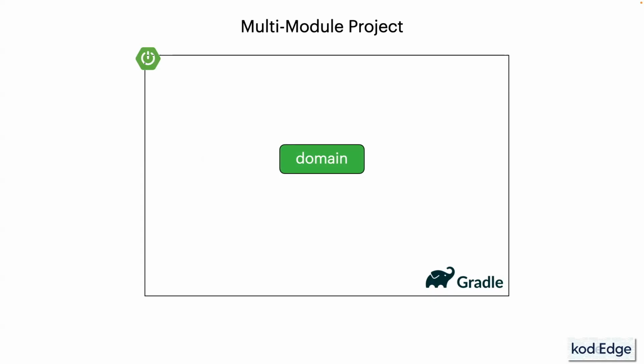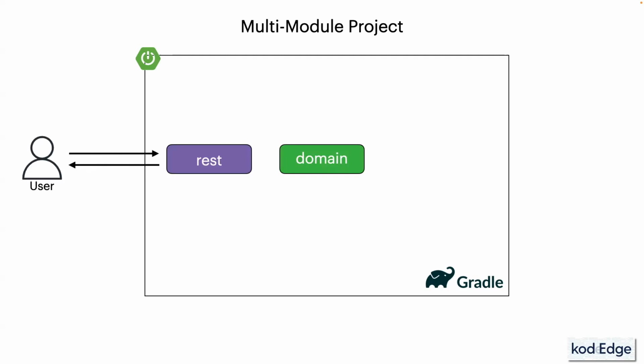So next module will be REST module. This module will expose the public APIs. It will handle all user requests. So build.gradle file of the REST module will include dependency on the domain module, as it will rely on the domain module to fetch exchange rates.